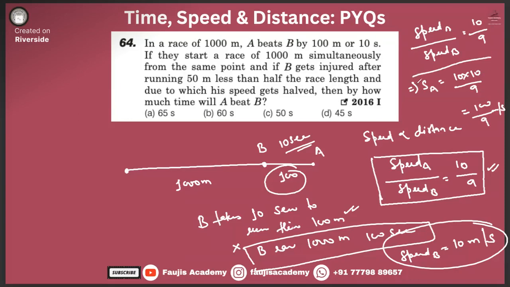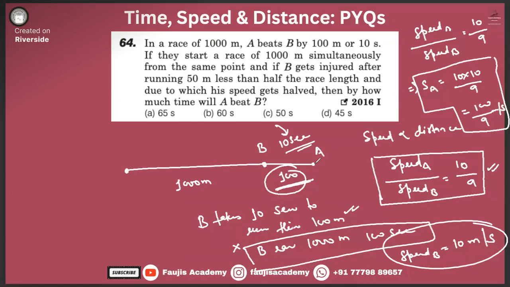Sir, how is speed of B 10 meters per second, sir? This 100 meters, B took 10 seconds to run this 100 meters. Is it correct? No, sir. Yes. How so? It takes 10 seconds for A to cross the 100 meters, sir, because he is in front of B, sir. So a 10-second difference means he is running before him, 10 seconds that 100 meters, right? No, it's not that way.